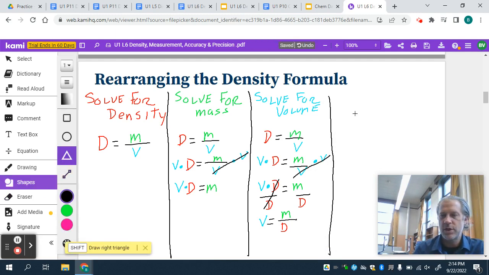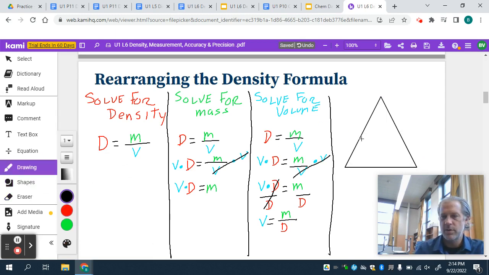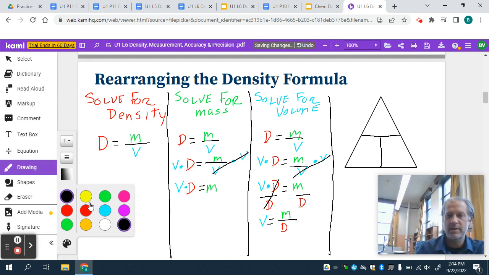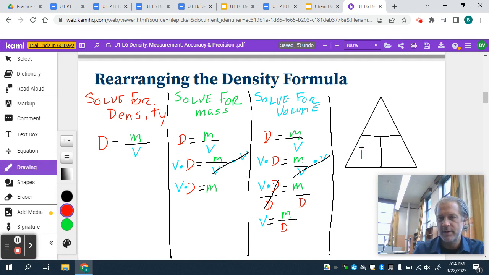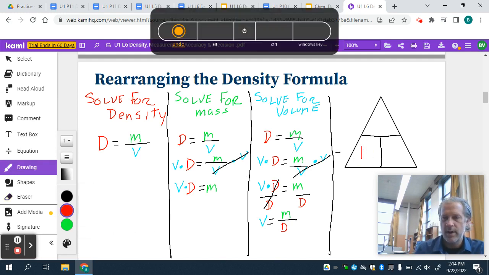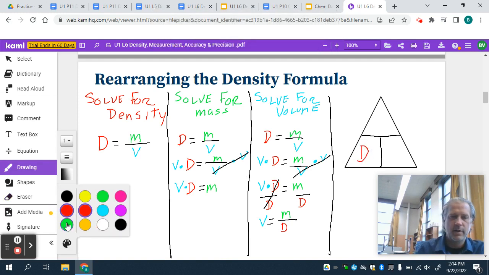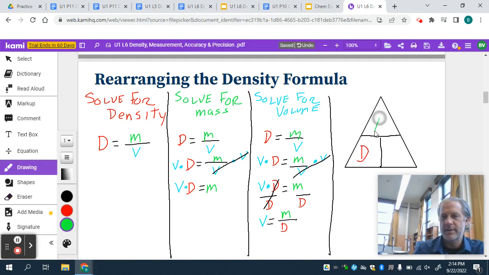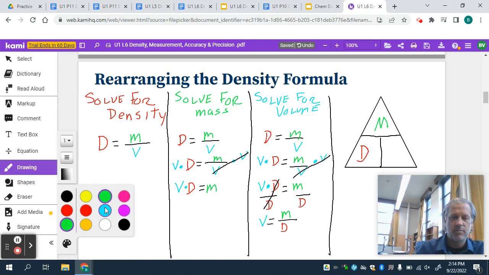So we're going to do a cheat code, and we're going to call this the triangle of fun, which is designed to help with formulas like this. Okay, so here's my triangle. I'm going to draw in some lines here: a line that goes straight across and a line that goes straight down. And what I'm going to do is put different variables inside these parts of the triangle. So I'm going to put density right there, mass up on top, and volume to the side.